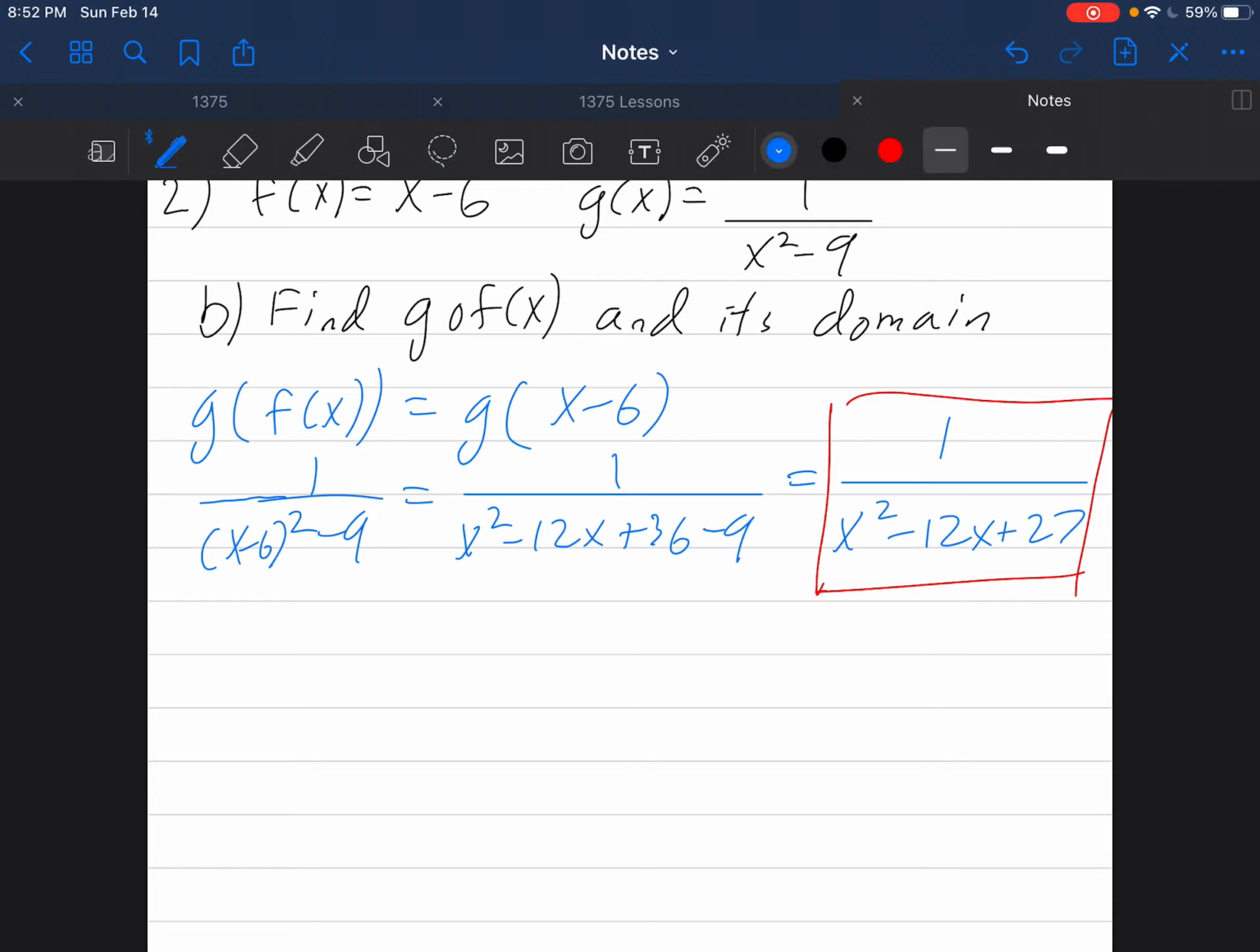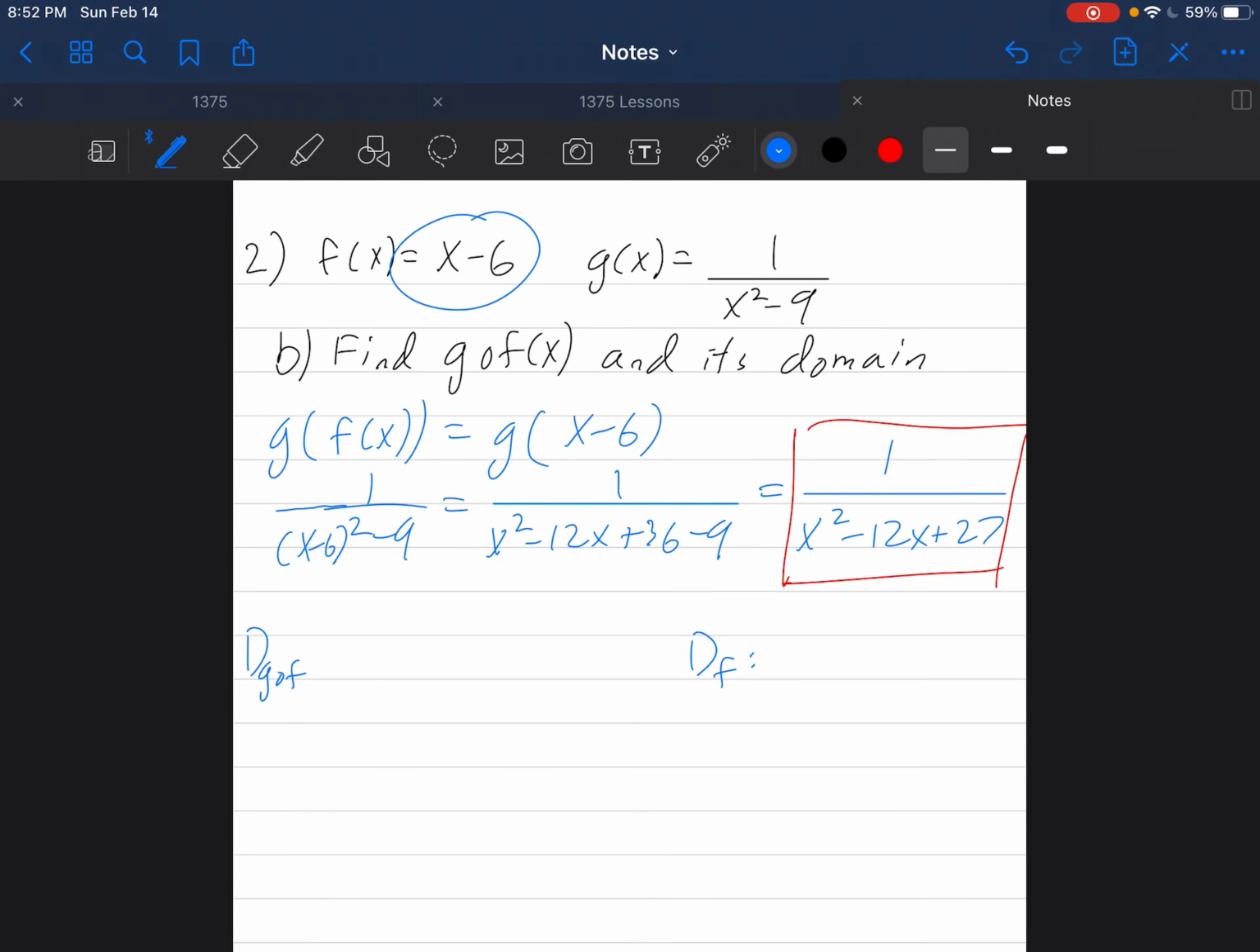So let's take a look at our domain. Remember, we need the domain of g circle f, this right here. And we also need the domain of f, which was given to us as x minus 6. Again, thankfully, the domain of f is all real numbers. It was a polynomial. So that means we don't have much work to do over there other than recognizing it's a polynomial. And any restrictions we get from here is going to be the final domain. So x squared minus 12x plus 27 cannot equal 0.